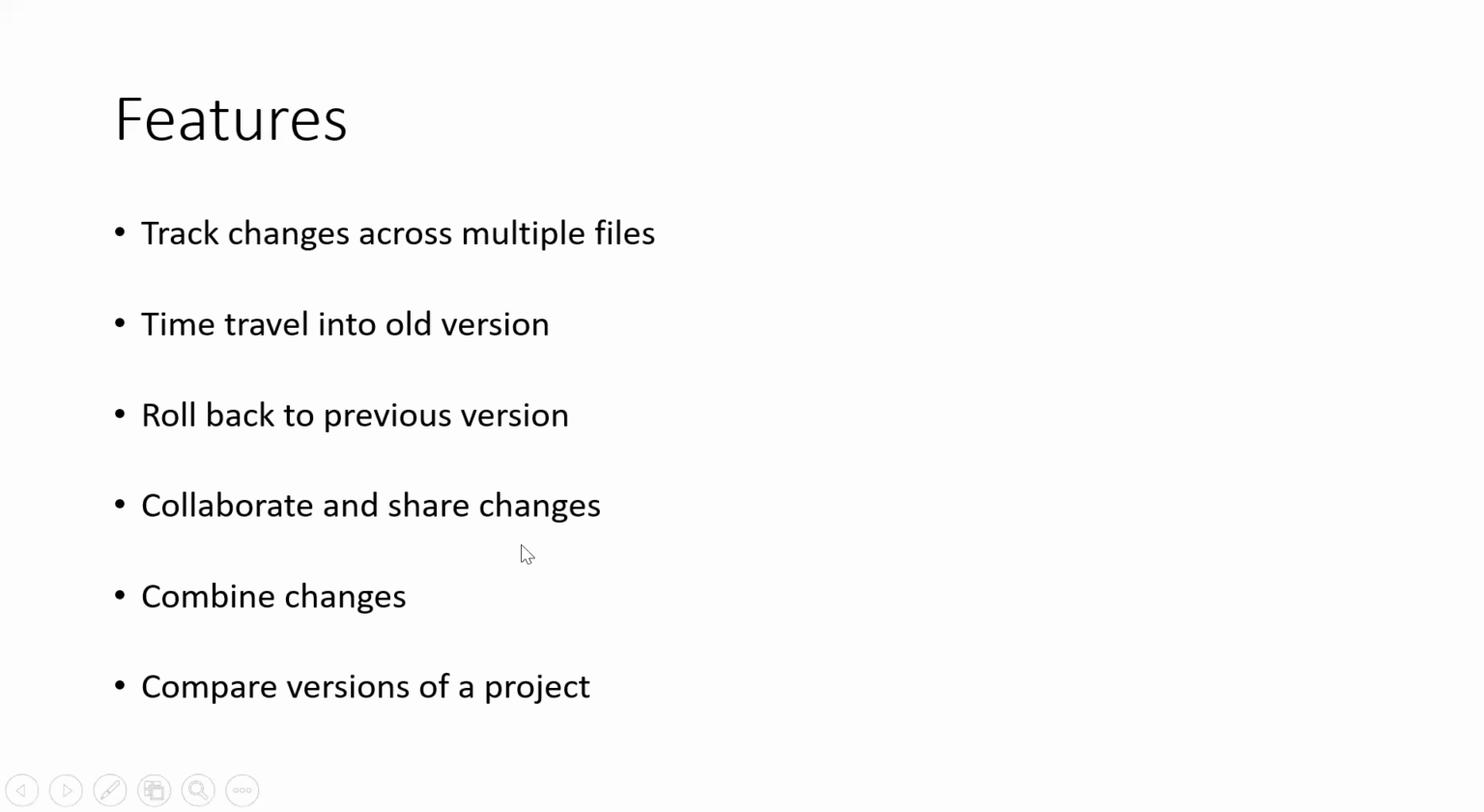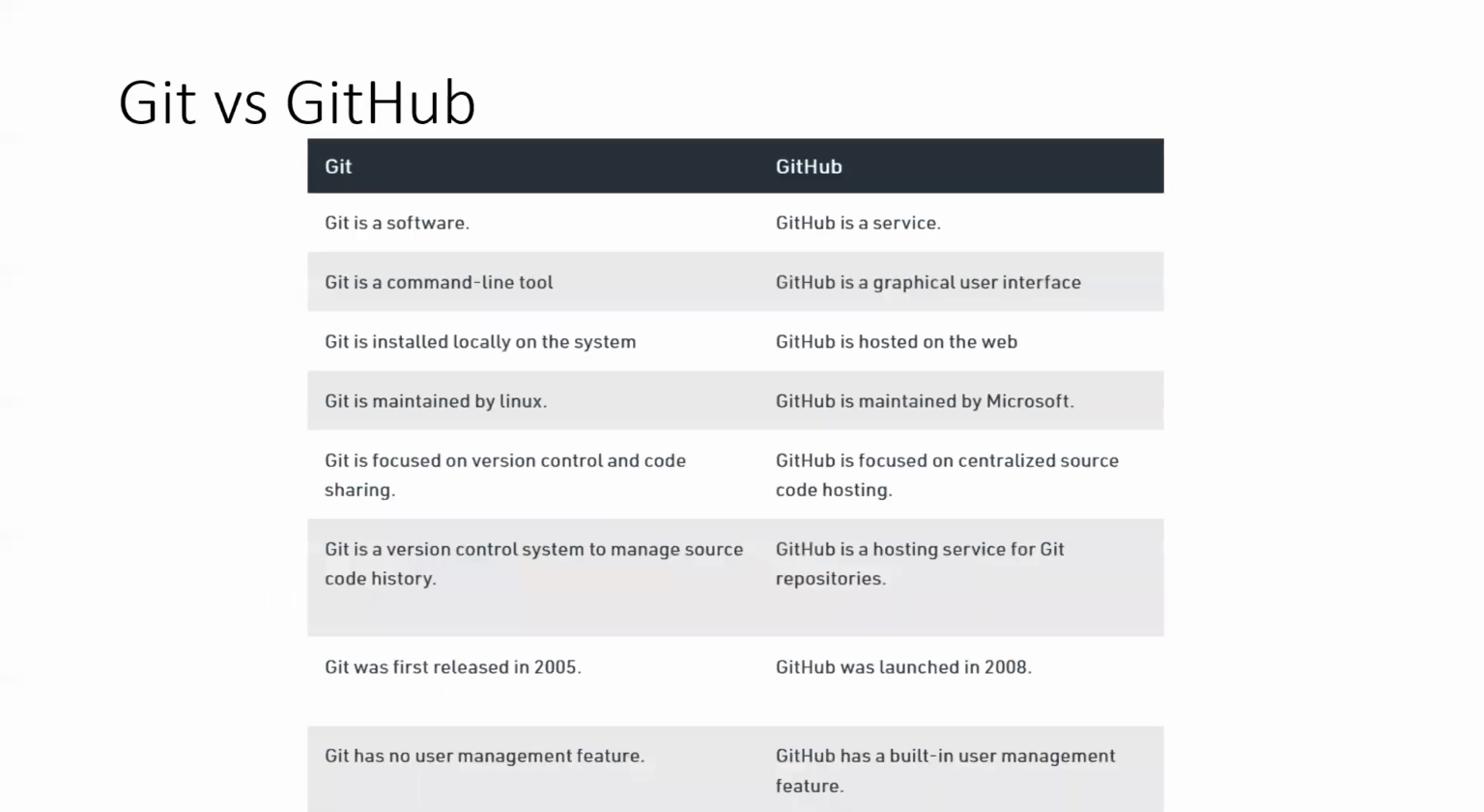Collaborate and share changes, that is possible. Combine changes, we are pushing the changes and merging them. And compare versions, that is also possible. You can compare between versions in a single window by using Git. So those are the features of Git.